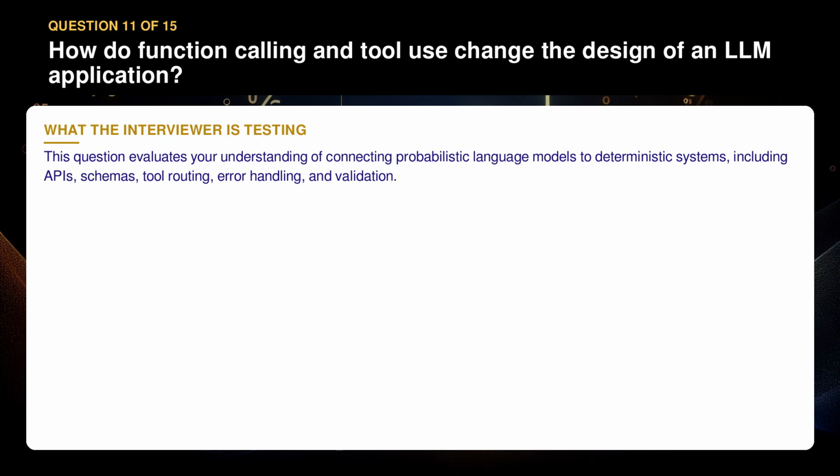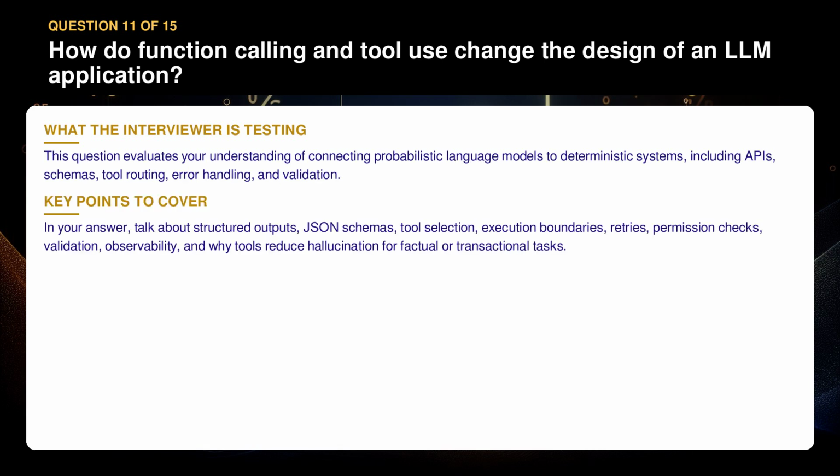This question evaluates your understanding of connecting probabilistic language models to deterministic systems, including APIs, schemas, tool routing, error handling, and validation. In your answer, talk about structured outputs, JSON schemas, tool selection, execution boundaries, retries, permission checks, validation, observability, and why tools reduce hallucination for factual or transactional tasks.